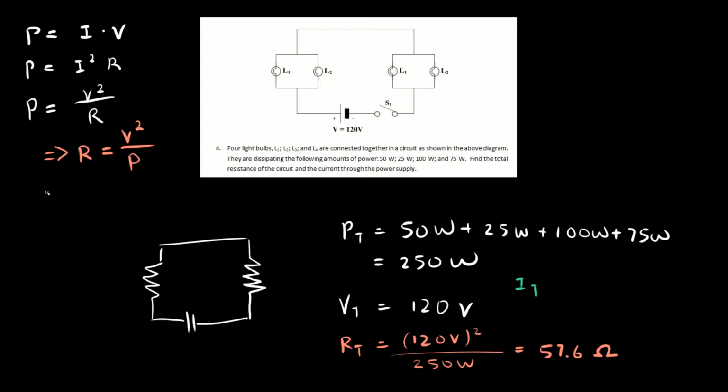To find the total current when you're given the total voltage and the total power, you would use the first equation here, which you could rewrite as the current is equal to the power divided by the voltage. So then the total current of this circuit would just be the 250 watts divided by the 120 volts, which is around 2.1 amps.